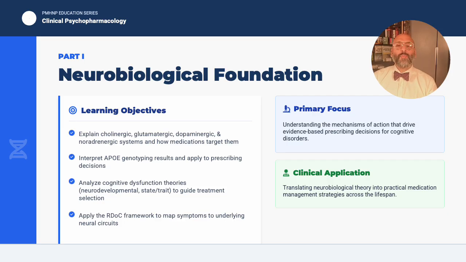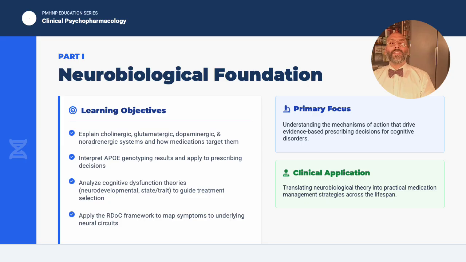Also, we're going to touch briefly on APOE genotyping, not to turn you into a genetic counselor, but so you understand what information can and cannot responsibly guide you in your clinical practice. And when we talk about cognitive dysfunction theories, we're going to discuss developmental versus state-based versus neurodegenerative. The key question is always the same. Is this a fixed vulnerability, a reversible process, or a downstream effect of something else?